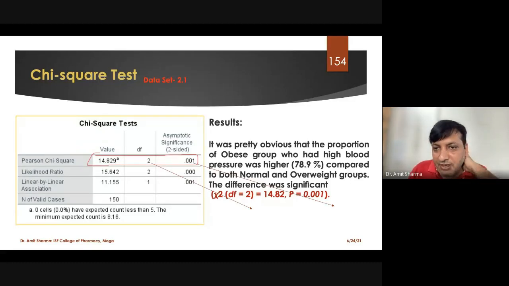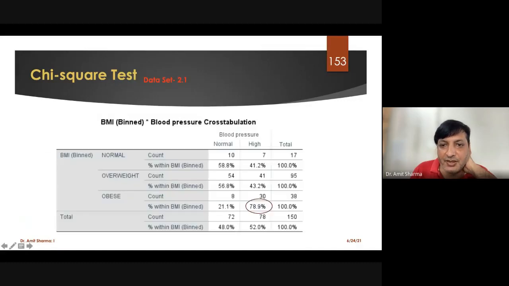It was pretty obvious that it is the proportion. Now, see, I'm not using mean, I'm not using median. We are writing proportions. Proportion in terms of percentage, 78.9.